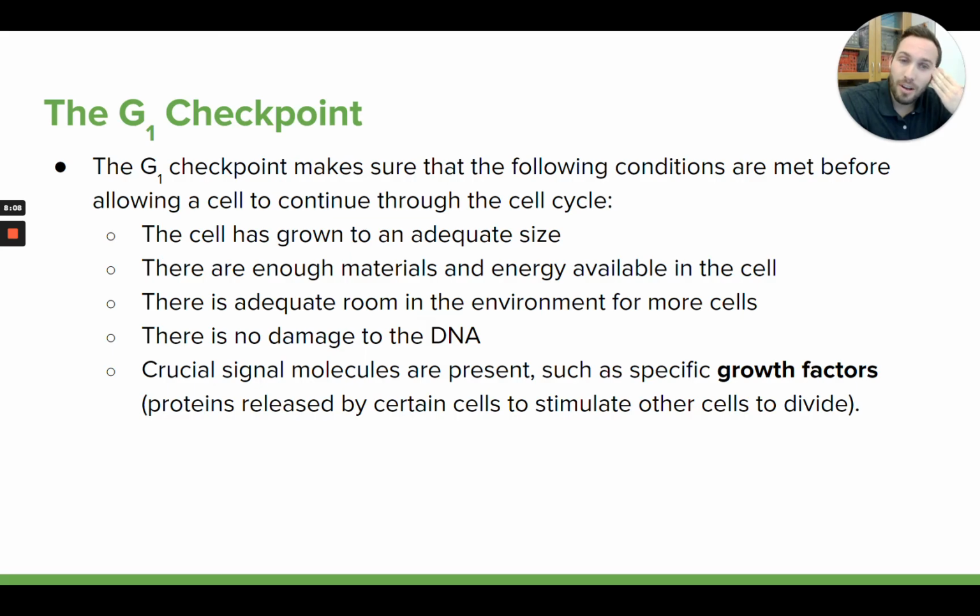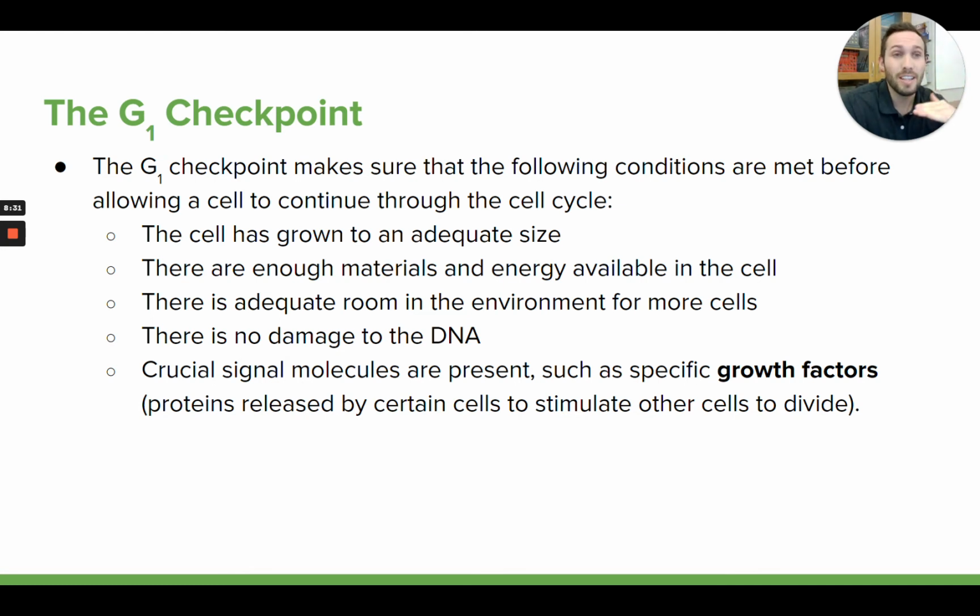And so that's another requirement. There's also got to be adequate room in the environment for cells. For a lot of cells, if it's too crowded, if there's already a lot of cells all shoved right next to each other, then you probably are in a situation where no one needs more of you. There's plenty of cells. Whatever type of cell you are, there's apparently a lot of you. If it's crowded and there's not enough room, you probably shouldn't be dividing.